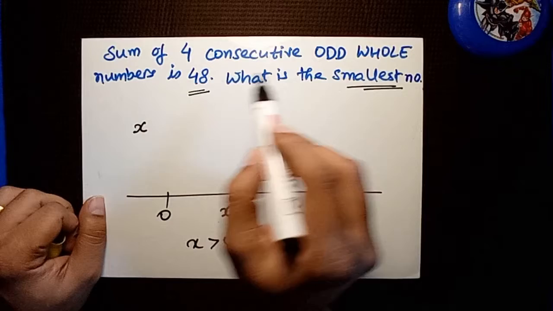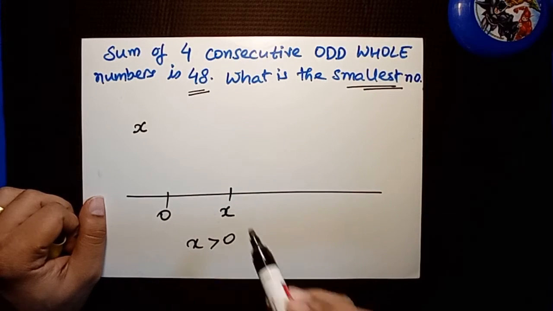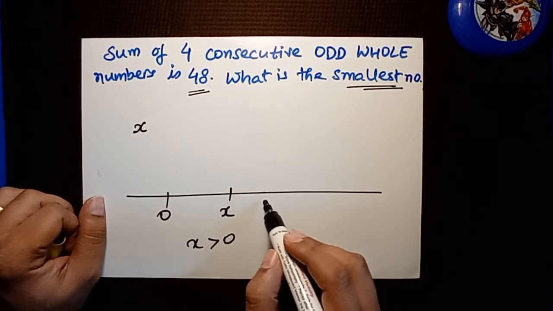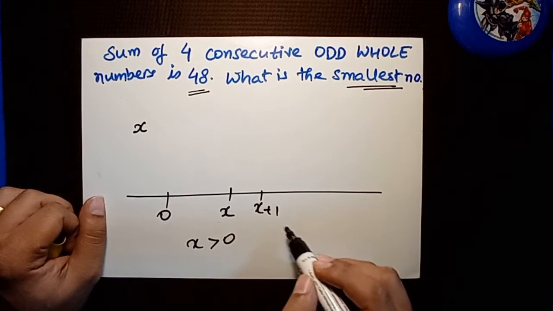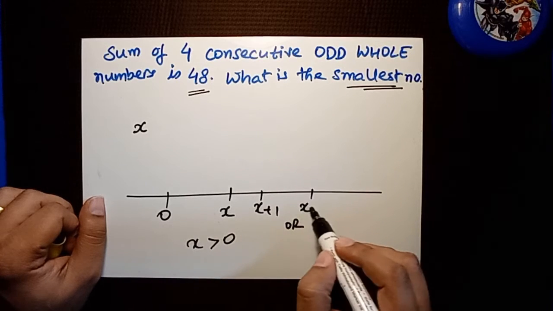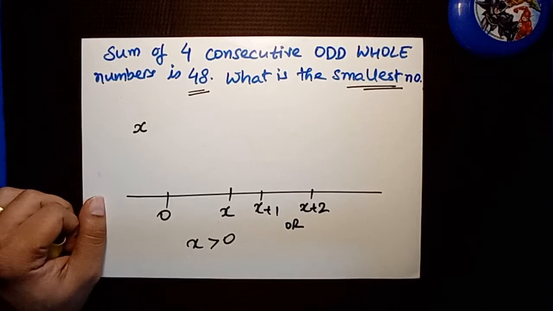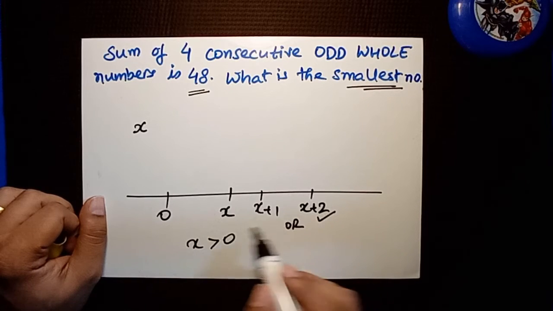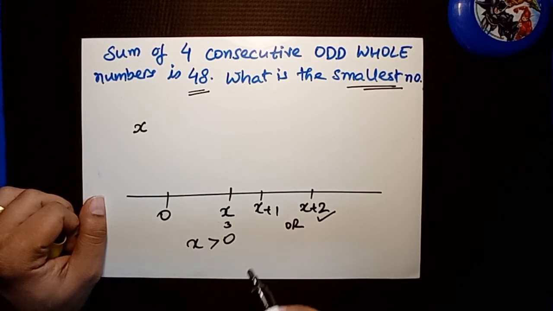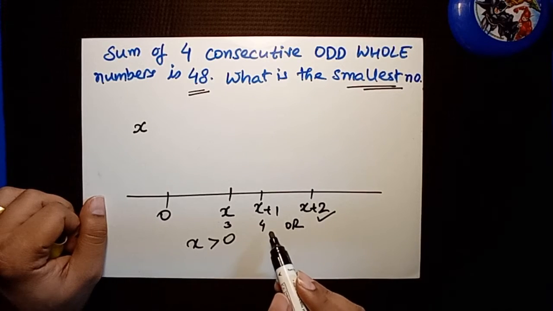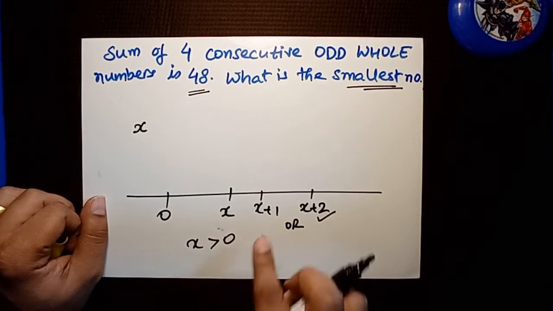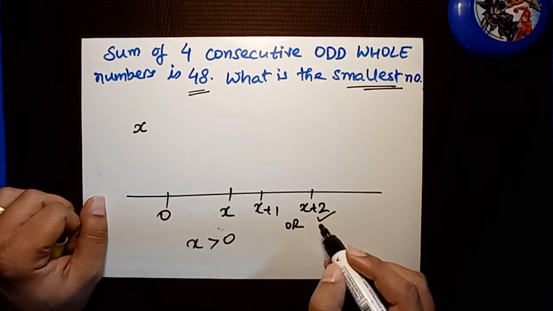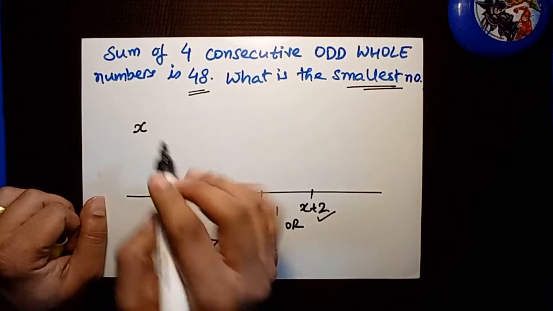What will be the next odd number right after x? So it will be x plus 1 or will it be x plus 2? Think about it, the answer is x plus 2, because x plus 1 would be the next number. Let's say this is 3. So what would be x plus 1? 4. And the number next to an odd number would be even. Hence, the next odd number would be x plus 2.